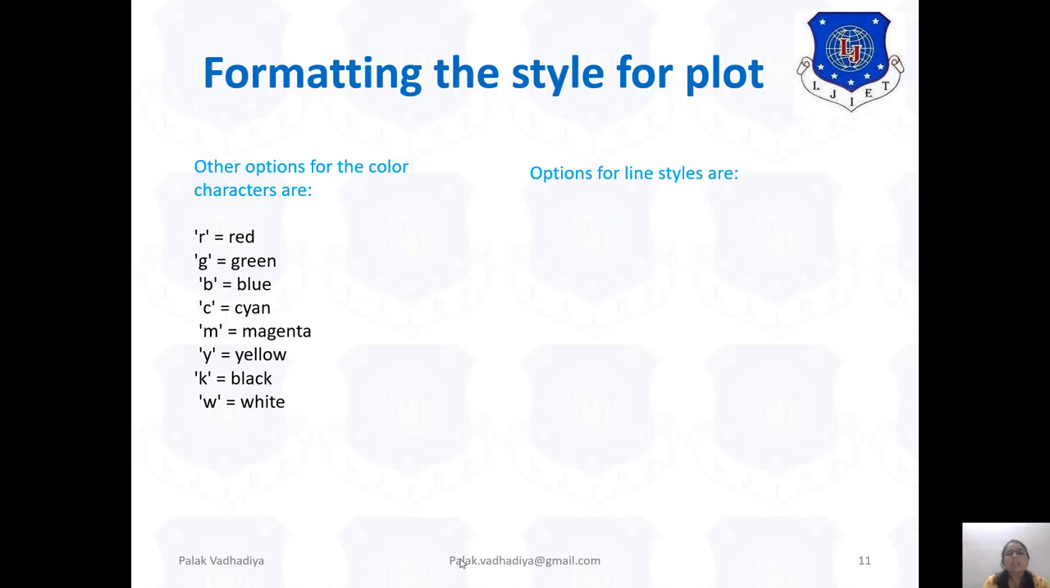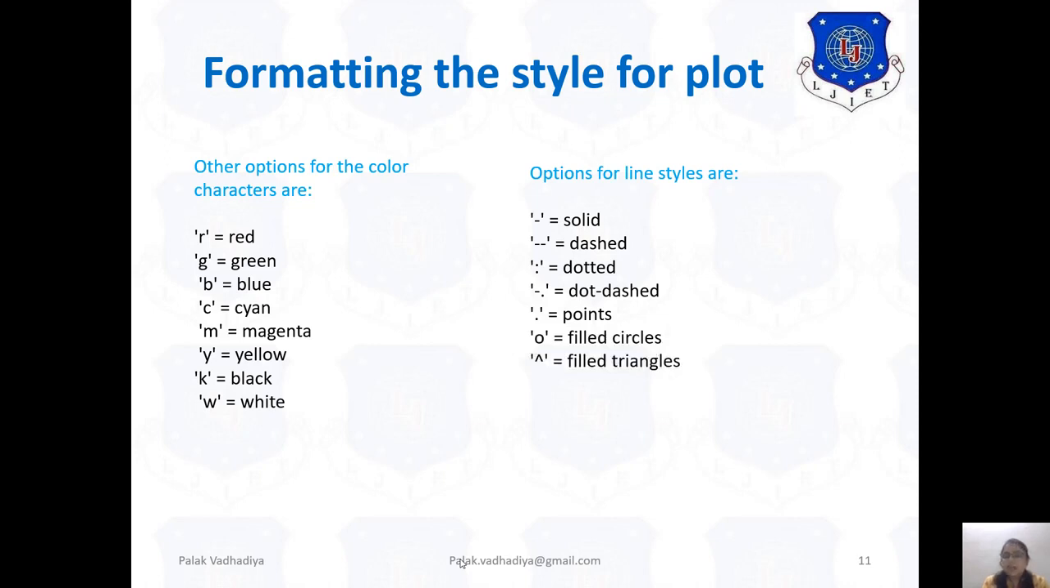Now let's see the different line styles that are available in Python. Single dash indicates the solid line. Double dash indicates the dashed line. Then this is for the dotted line. Then dotted dash line. Points. Then filled circle. And if you want to represent your graph in the form of triangles, then you have to use this. Now let's check these options.